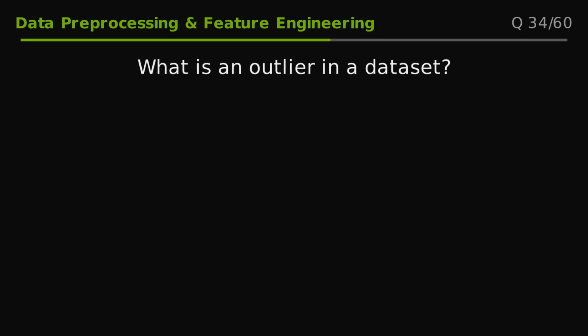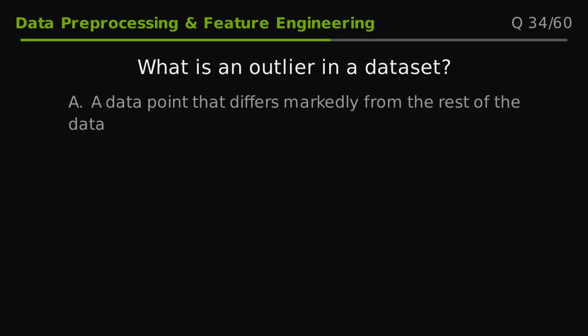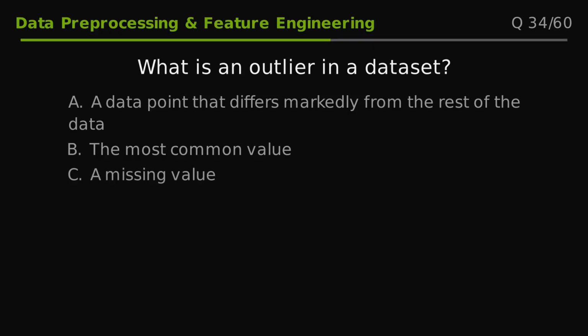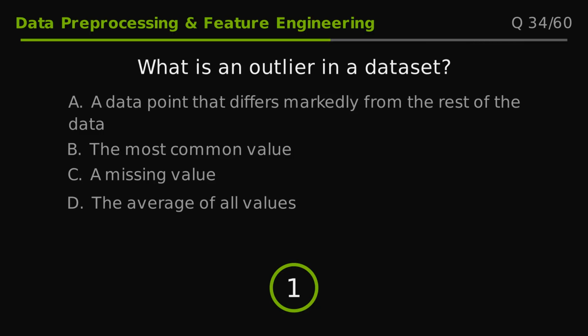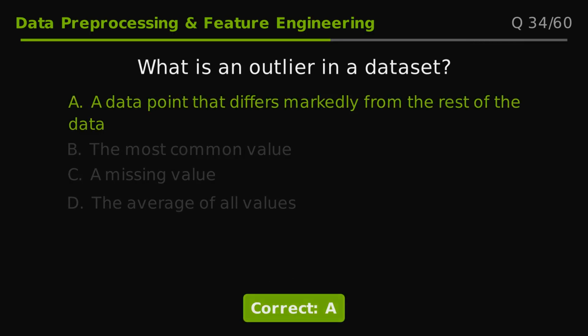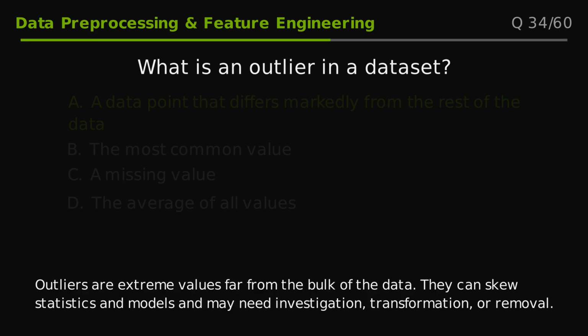Question 34. What is an outlier in a dataset? Option A, a data point that differs markedly from the rest of the data. Option B, the most common value. Option C, a missing value. Option D, the average of all values. The correct answer is A. Outliers are extreme values far from the bulk of the data. They can skew statistics and models and may need investigation, transformation, or removal.